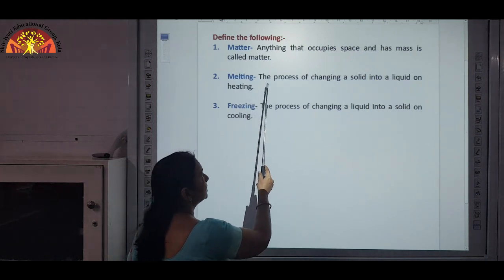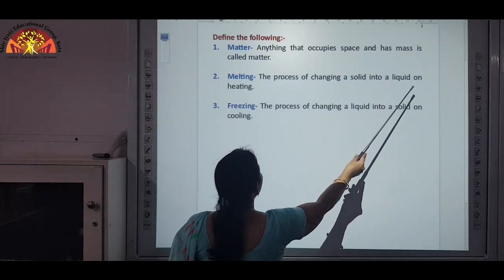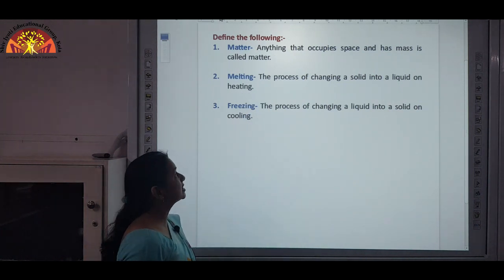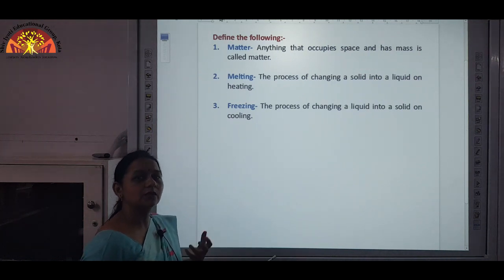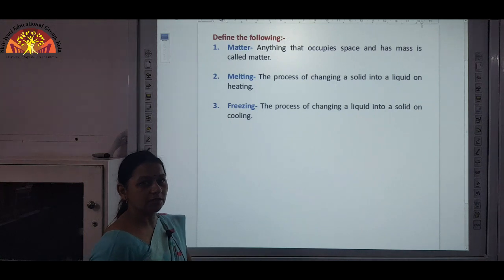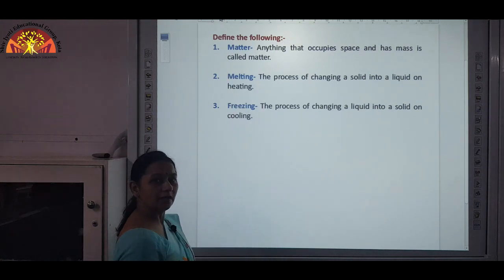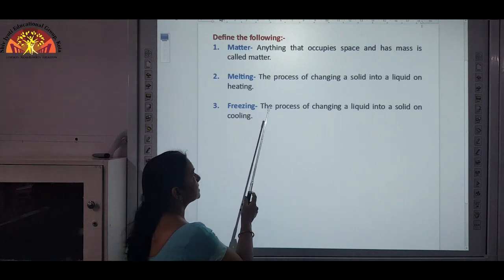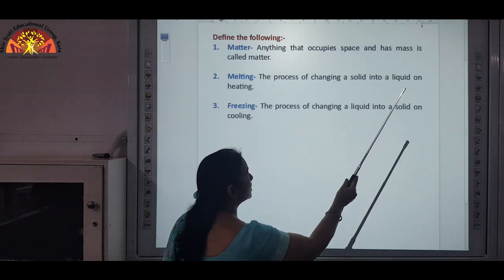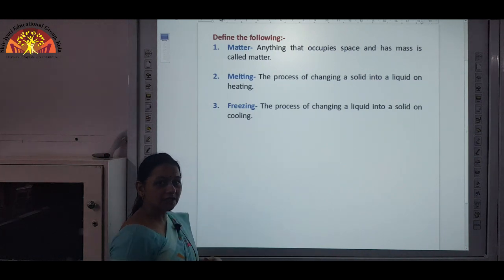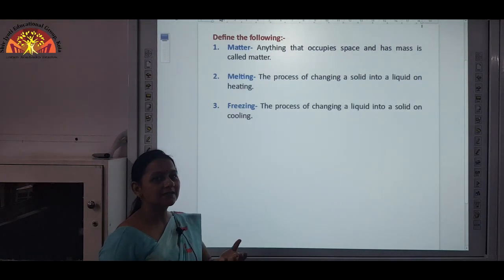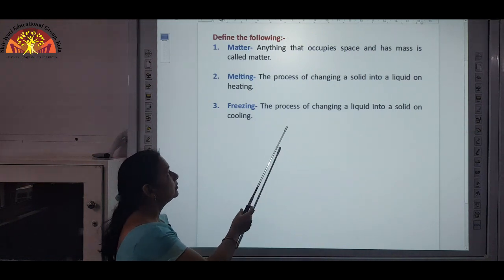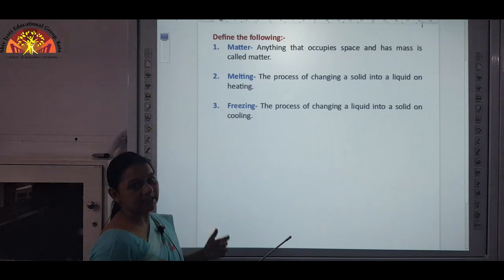Second definition is melting. The process of changing a solid into a liquid on heating. This is the process which takes place when we change a solid into liquid on heating, like when you heat ice, it converts into water. So, this process is called melting. Next one is freezing. The process of changing a liquid state into a solid on cooling. When you keep water in the freezer, it converts into solid state, that is ice. That took place on cooling. So, the process is called freezing.